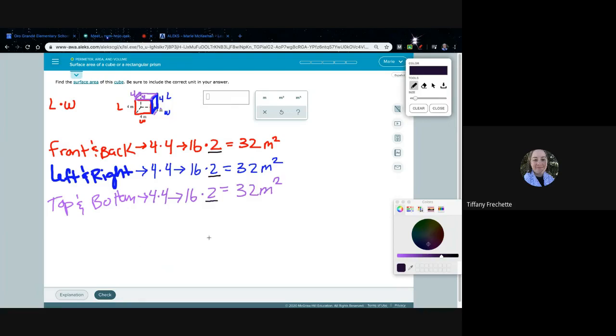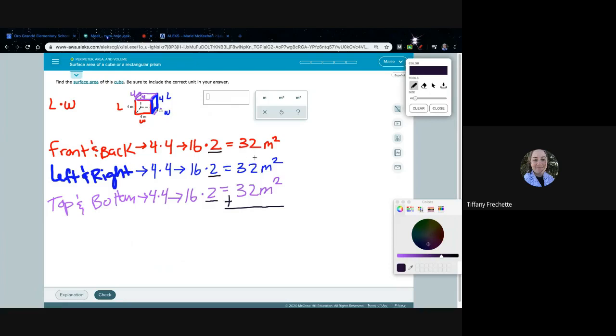So if we can remember that if we end up with a cube again, all we have to do is calculate it one time, because we ended up with 32 3 times. So I can calculate it once and then just multiply by 3. That's the exact same thing as calculating it 3 times and then adding them together, because they're all exactly the same 4 by 4 square on all 6 sides.